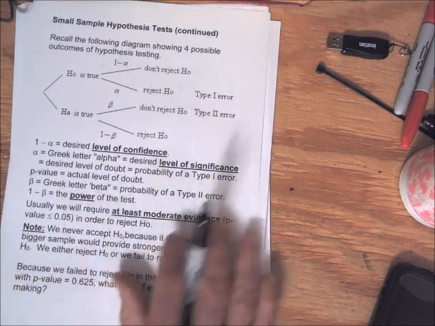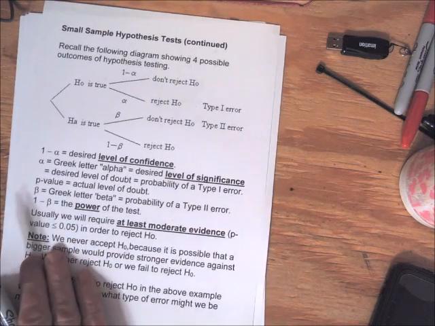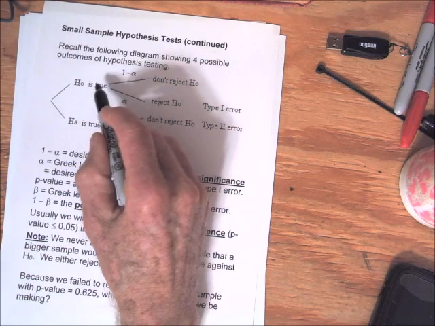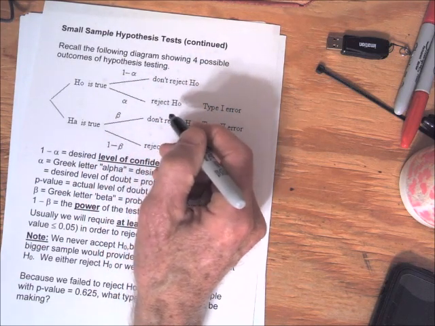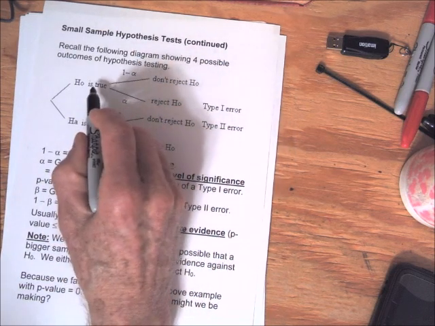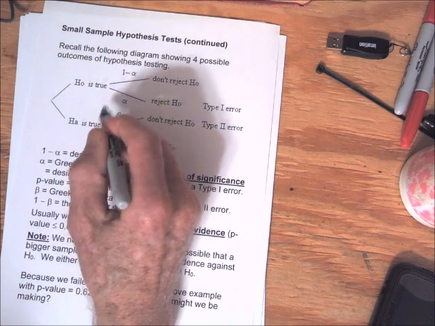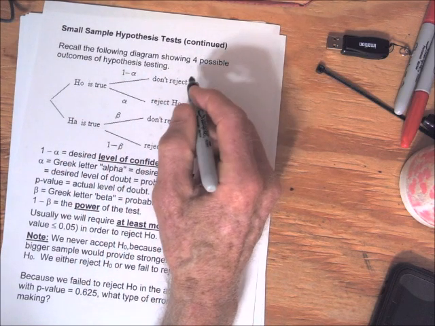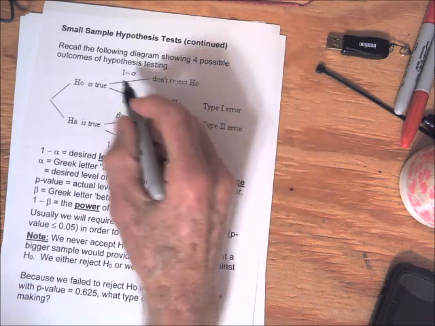Okay, so this diagram, I've shown this in other videos, the same diagram here. It's a diagram that helps us to understand the types of errors that could happen, or the possible outcomes. Either H naught is true or HA is true, and either we don't reject H naught or we reject H naught. And 2 of these possible outcomes are errors. So we have 4 possible outcomes.